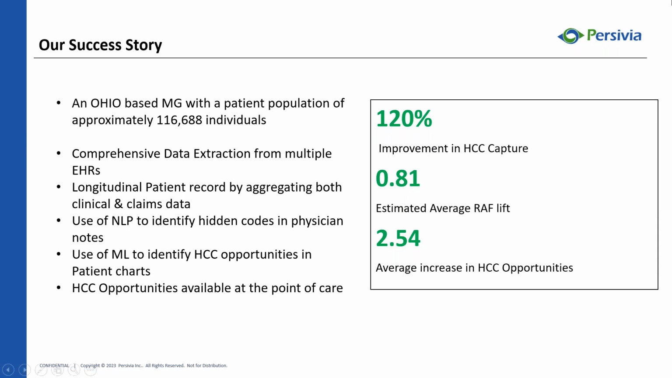As a result, we were able to see a 120% increase in the HCC capture rate using our machine learning and NLP. This gave us an estimated average lift of 0.81, and we saw about a 2.54 average increase in the HCC opportunities. More of this case study can be found on our Persivia website. That's all from me. Thank you all for listening, and now we can proceed to the Q&A.